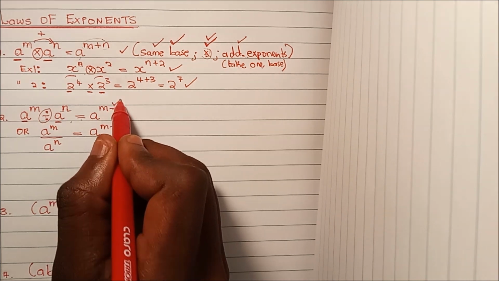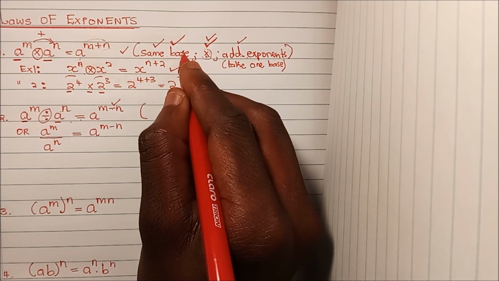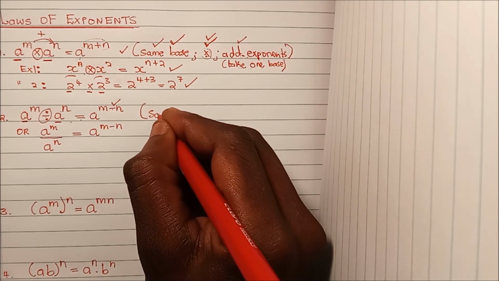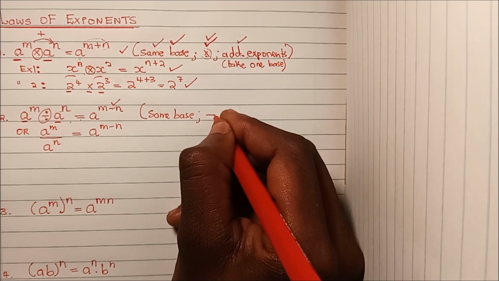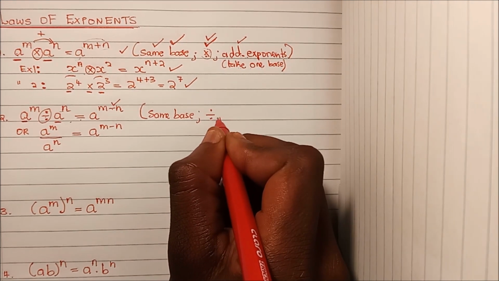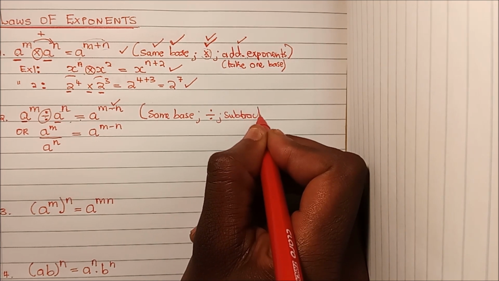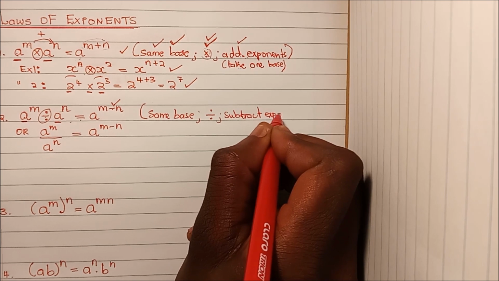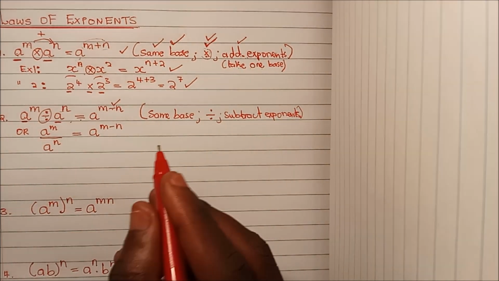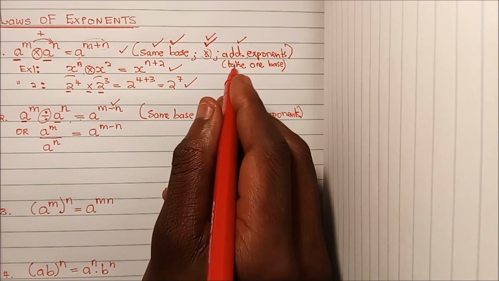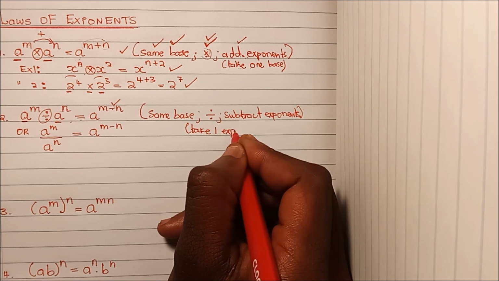You subtract them. So now we can create the same thing as when the middle sign is multiply. We check for same base, and then what do we check for? We check for division. And then what do we do with the exponent? You subtract exponents. But don't forget, you take one base.